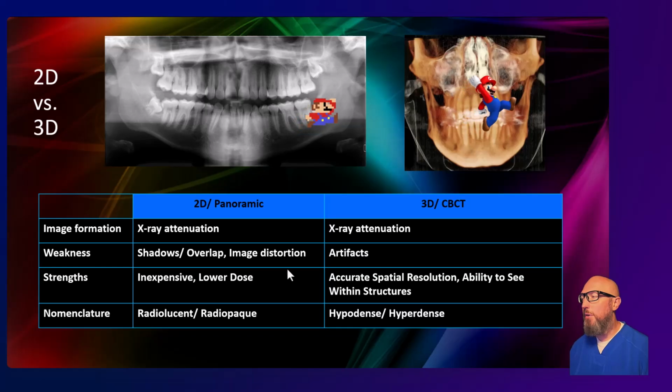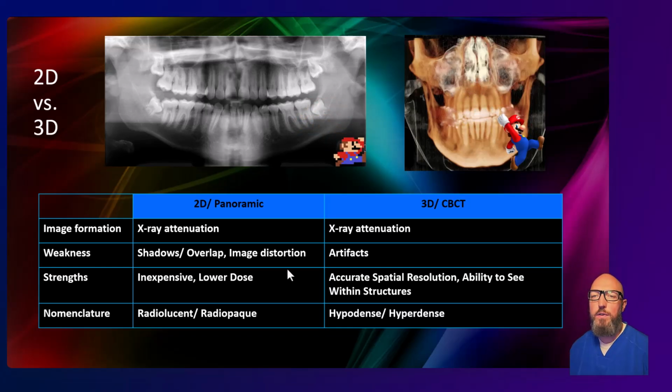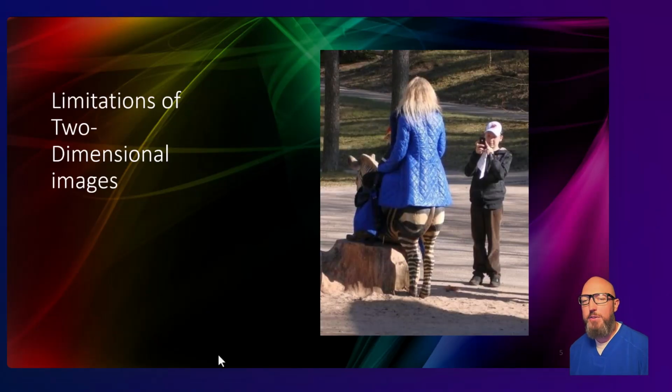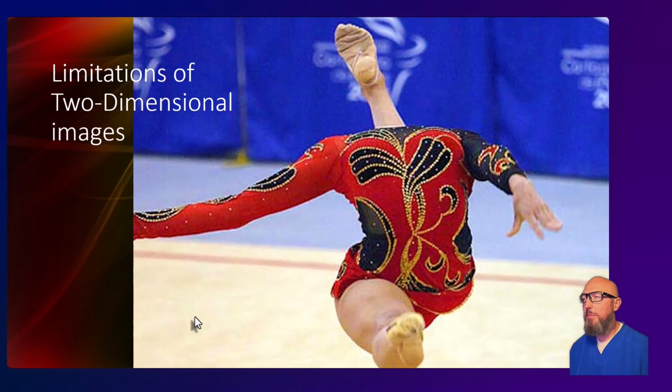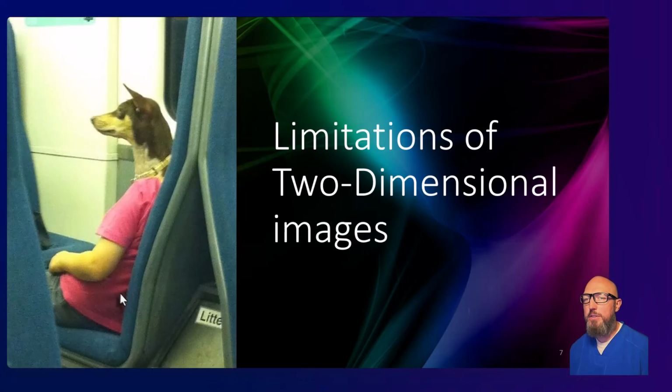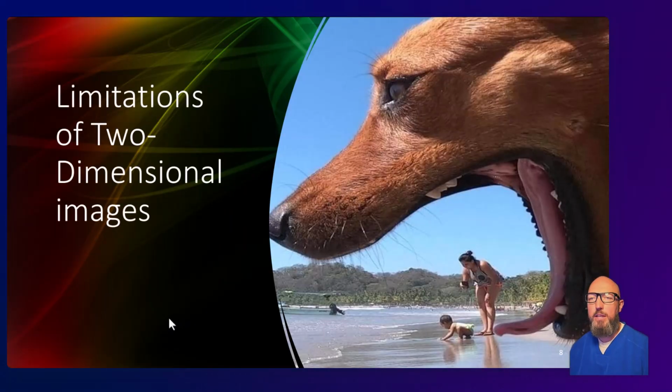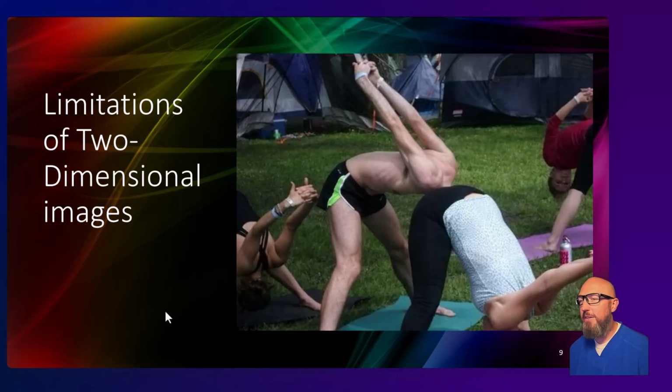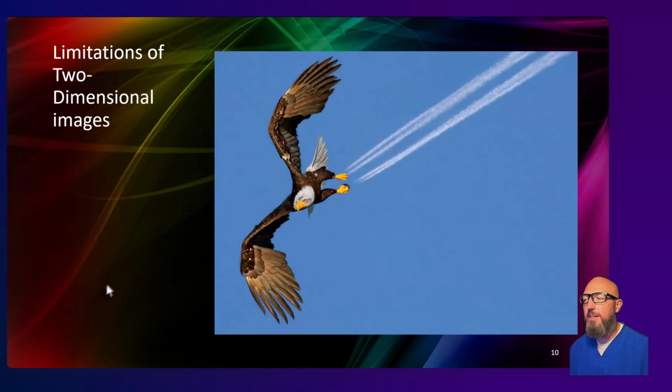Oh, and here's our 2D and 3D Marios, just for fun. And so I probably have too many examples here of the limitations of 2D imaging. We have overlap, and so things look different than what they are in real life. Another example here. Interesting person there. Dog eating people at a beach. Oh, there's a nice one. Then I like this one. We're just about to have the 250th anniversary of USA, so this is a timely one.